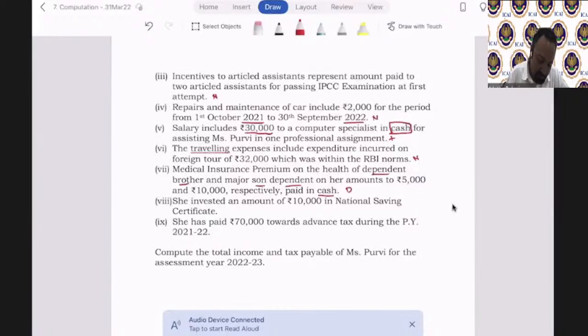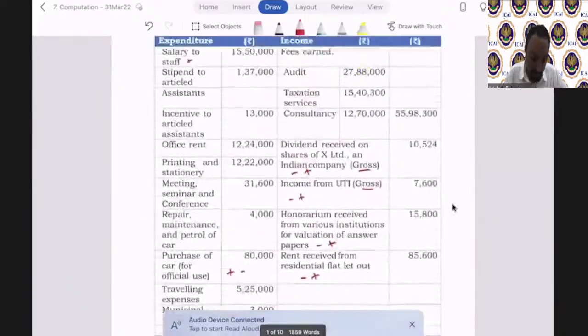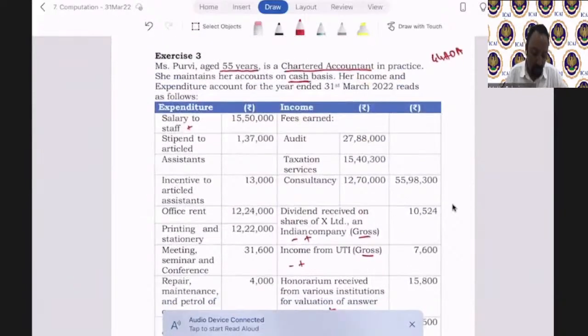She invested an amount of 10,000 in national savings certificate, that is C. She has paid 70,000 towards, that is for your tax calculations only. So I'll just leave it as it is. So this is the problem. Now we need to solve this only. So we'll proceed with solving the problem.